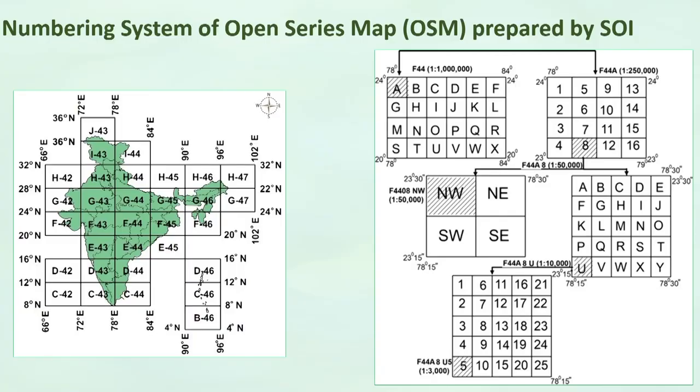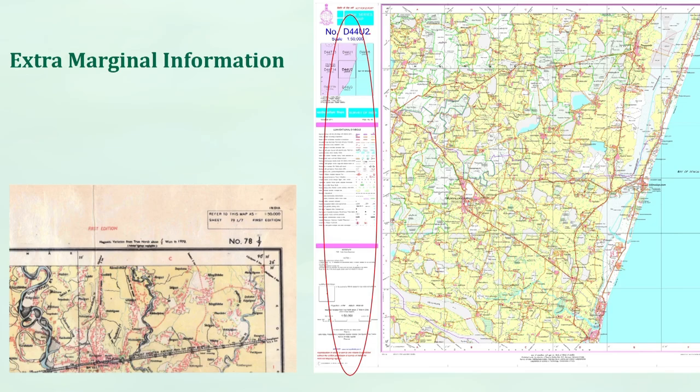Next, I want to show you how the OSM sheets are numbered. I already showed you OSM sheets. For example, let me show you again if you want. See, this is a kind of OSM sheet. Now, you are seeing it on the screen. This is the number of this open series map, for example D44U2: first one letter, next two digits, next again one alphabet, again one digit.